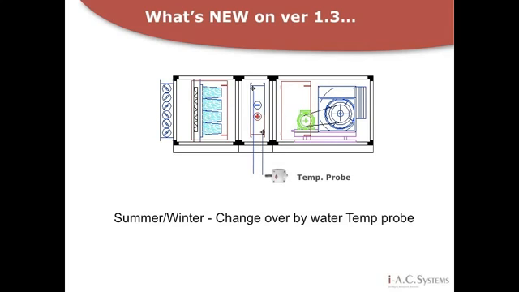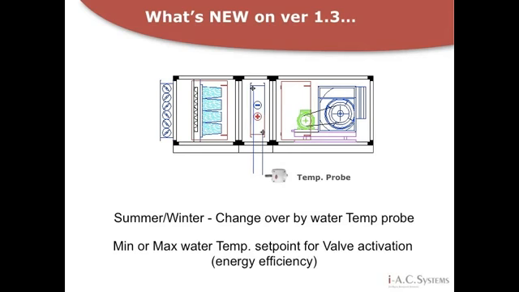A new water temperature sensor has been added to establish the conditions to automatically change over the operation mode from summer to winter or vice versa, depending on the temperature of the water flow. This temperature sensor can also be used to prevent the valve from opening if the water temperature has not reached a minimum temperature threshold in both heating and cooling mode. This feature is available for all water coils of the air handling unit.